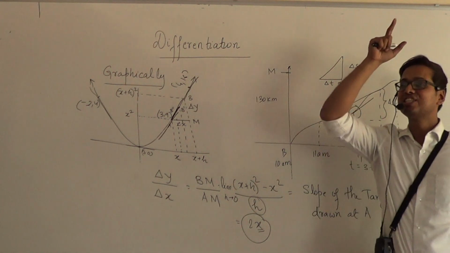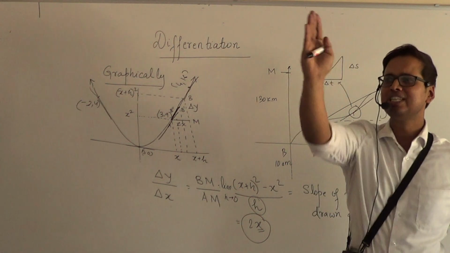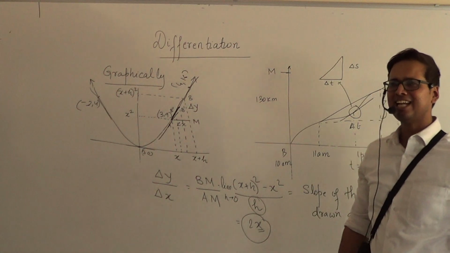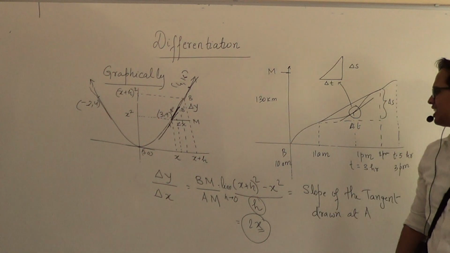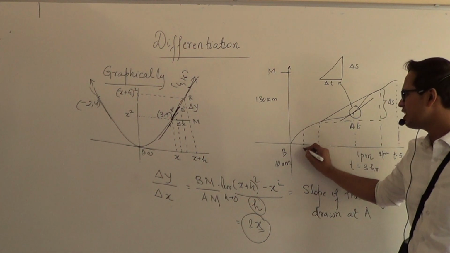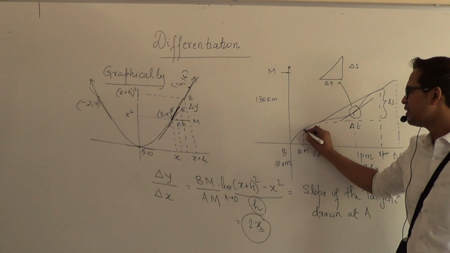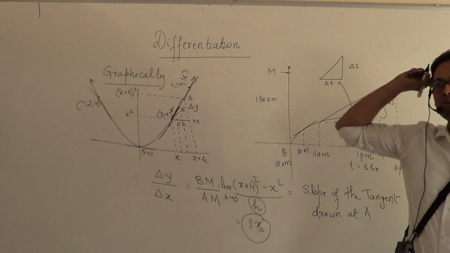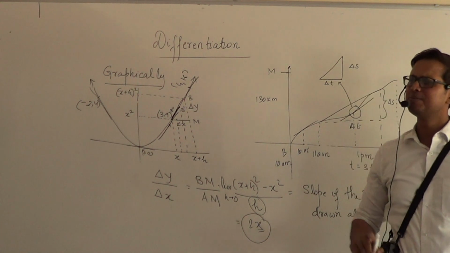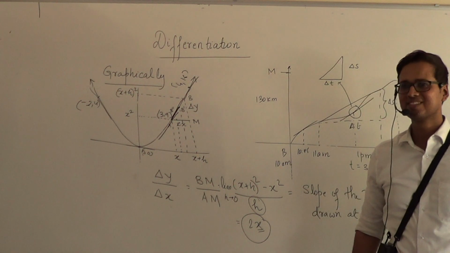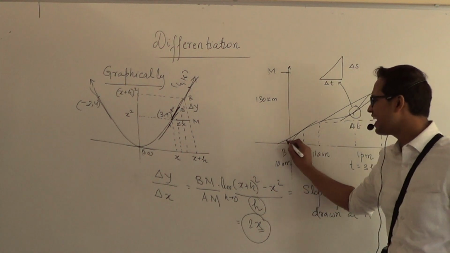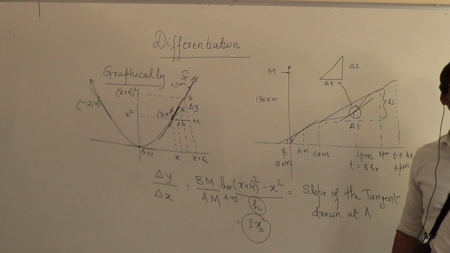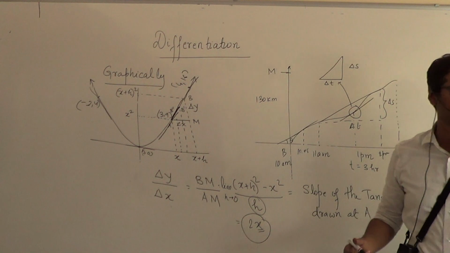But if I ask you now, Sneha, what was the speed of the car at exactly 10:45 am? You say, now it is very easy, at 10:45 am I am going to sketch a tangent, correct? And I am going to measure the slope of the tangent. Everybody knows how to measure the slope of a tangent. If this angle is known, what is the slope of the tangent? Tan of that angle. You're very smart, yes.